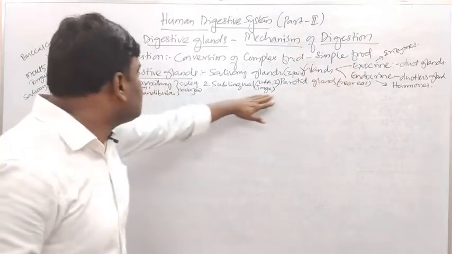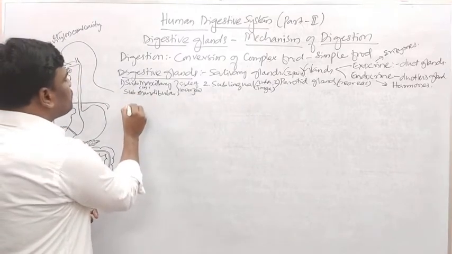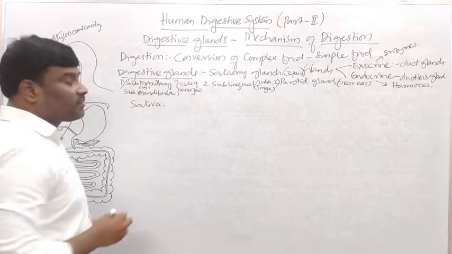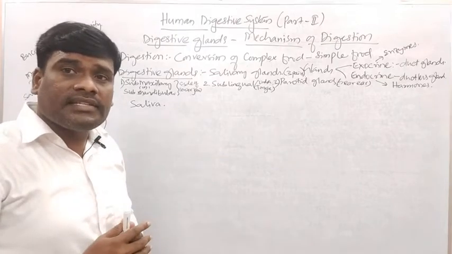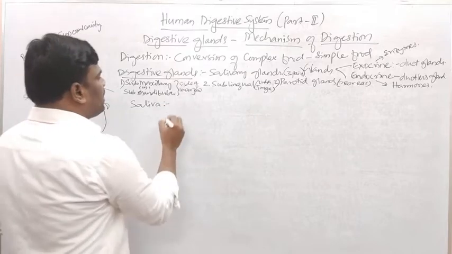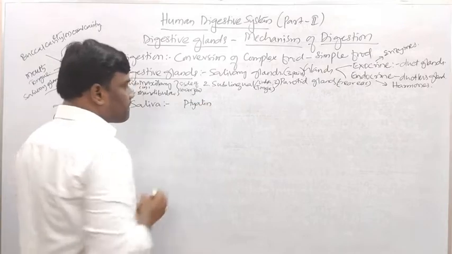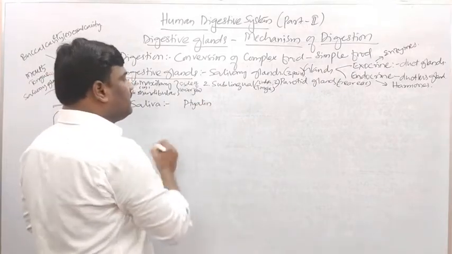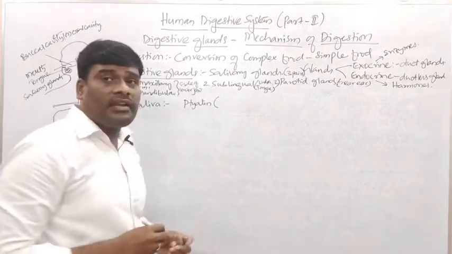So what does this salivary gland secrete? It secretes saliva, children. So what does this saliva consist of? An enzyme called ptyalin. Commonly we call it what, children? Ptyalin. Another name for this ptyalin is salivary amylase.